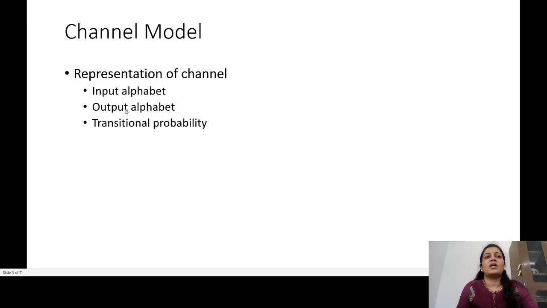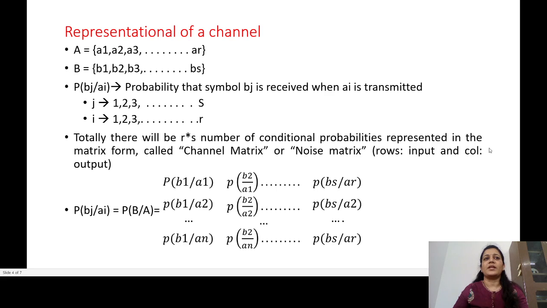Therefore obviously your output alphabet can have even more number of outputs compared to your input. Next is your transition probability. So transition probability gives us information regarding which output alphabet has been received corresponding to a particular input alphabet. This transition probability will help us in deciding whether we have received the proper data or have we received the data with certain errors. So that thing we are going to study with the help of transition probability.